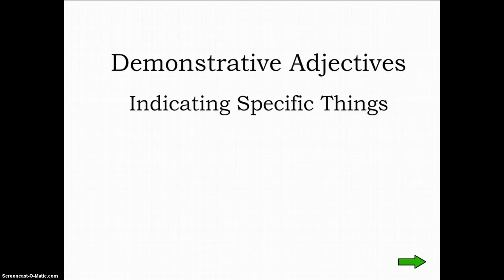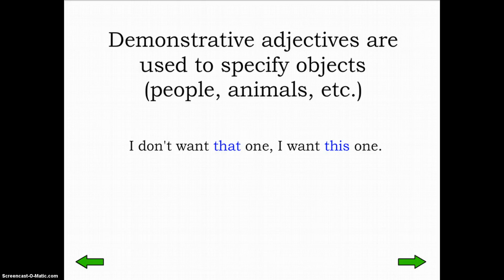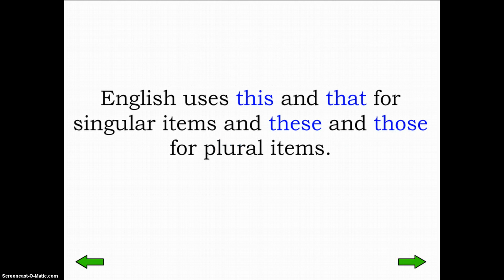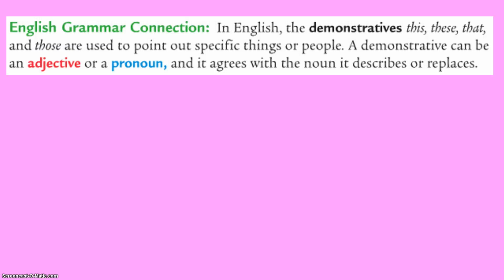Well, demonstrative adjectives and pronouns are used to indicate specific things. We can use them to indicate specific people, animals, any sort of object. An example of a demonstrative adjective in English would include words like that or this. For instance, I don't want that one, I want this one. English uses this and that for singular items and these and those for plural items.